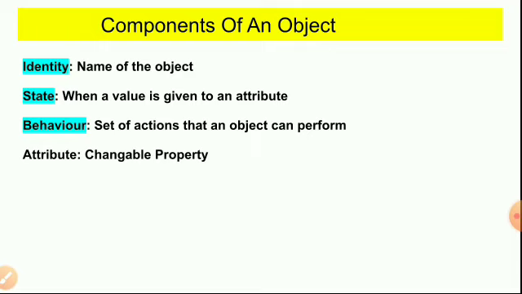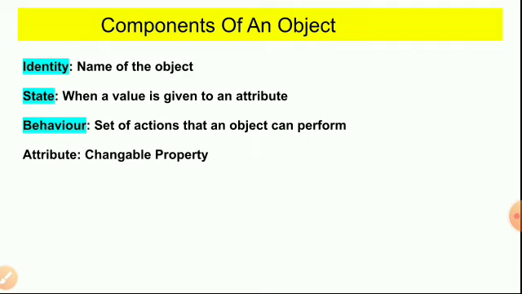Now what are the components of an object? Mainly we have three components: identity, state, and behavior. The last one which you're seeing is attribute. It's not highlighted, while the rest of them are highlighted. That's because attribute is related with state. Attribute is not something independent. So remember that we have three components: identity, state, and behavior.